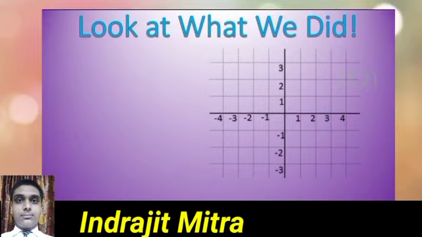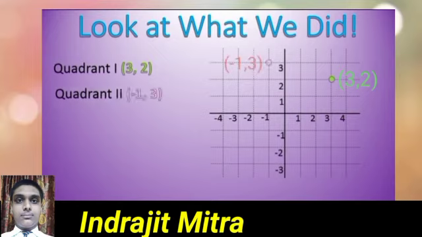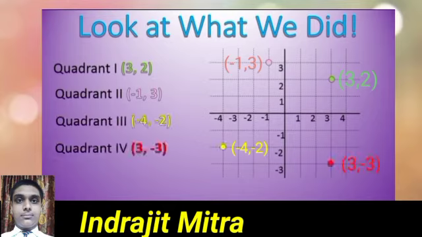Okay, now let us look at what we did here. We went in the first quadrant for 3, 2. Then in the second quadrant for -1, 3. Then in the third quadrant for -4, -2. And at last we went to the fourth quadrant for 3, -3. Okay, that's what we did. I hope everyone has understood what the Cartesian plane is and how different points are plotted in each quadrant.